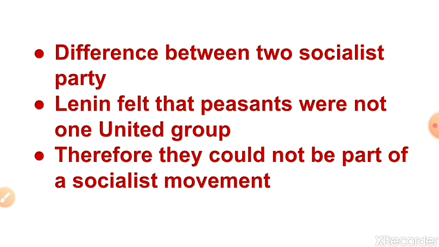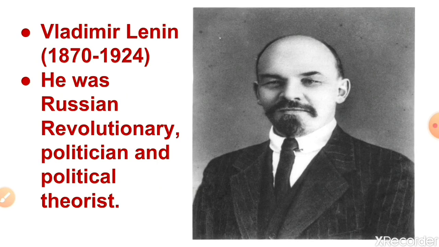Now, who is this Lenin? Let's talk about Lenin. Vladimir Lenin was born in the year 1870 and died in the year 1924. He was a Russian revolutionary, a politician, and a political theorist. He served as the head of government of Soviet Russia from 1917 to 1924.